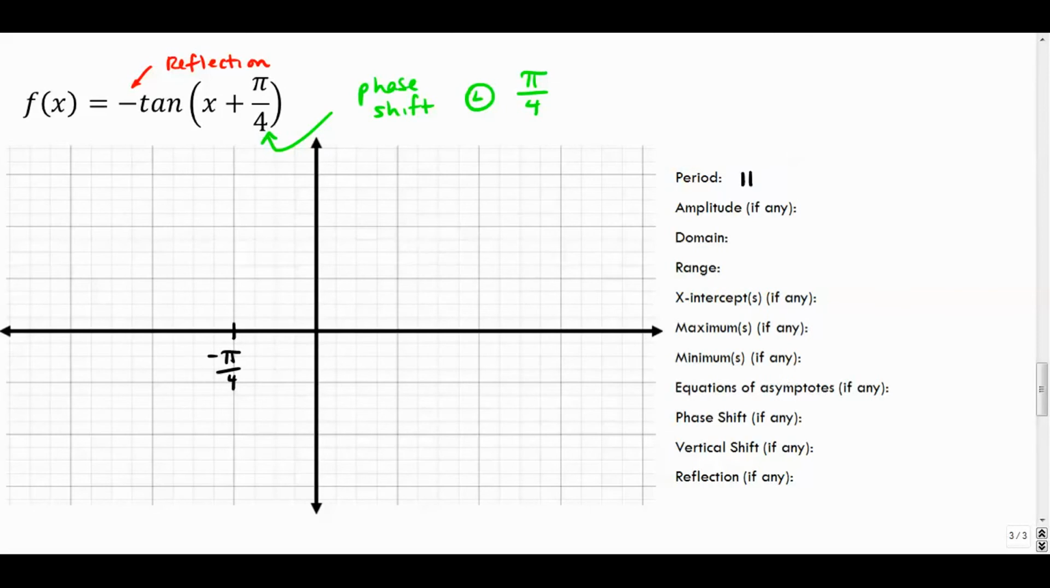My period hasn't changed. It's still pi. Amplitude, there isn't any. The domain we'll get to in a second. The range is everything. The x-intercepts, well, if it normally crosses at 0, 0, which we've studied, this one's going to cross at negative pi over 4, 0. There are no maximums or minimums.